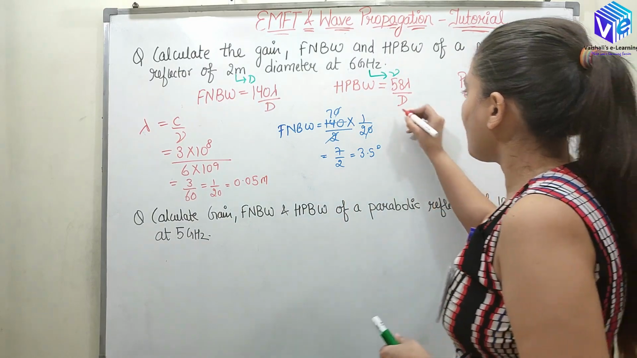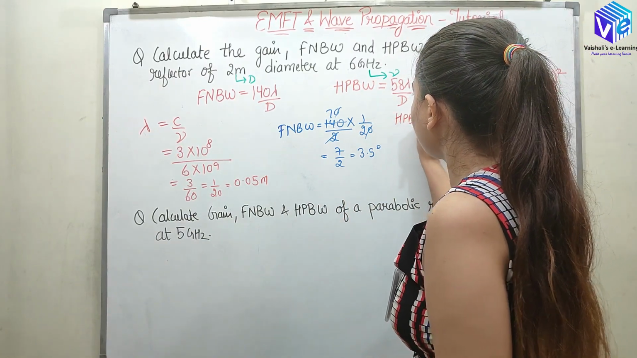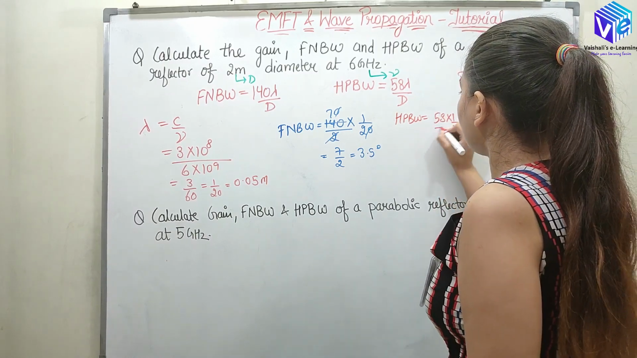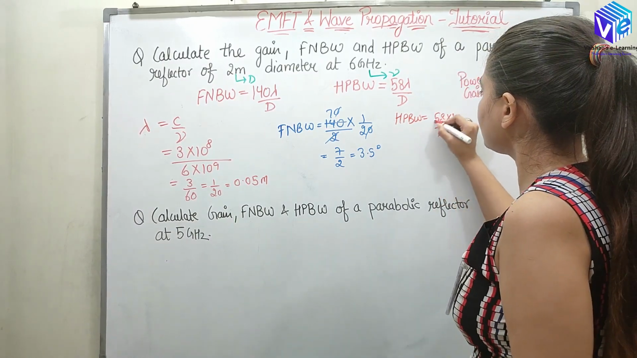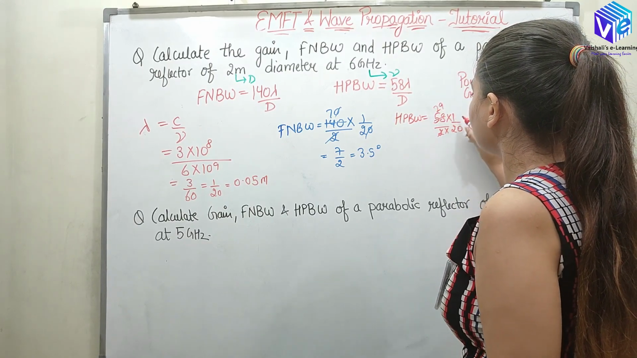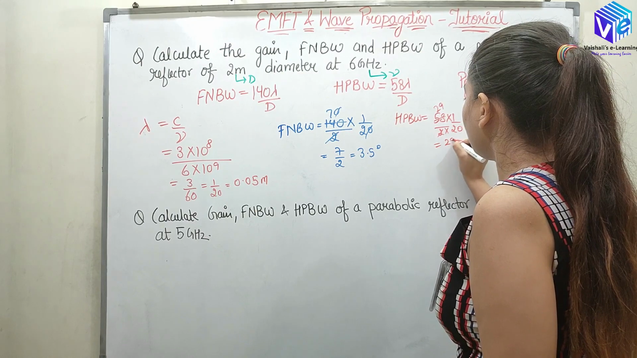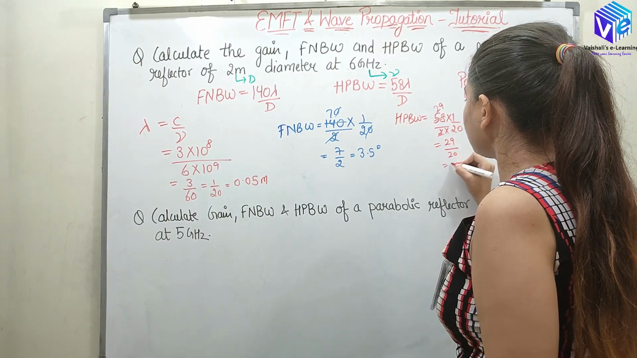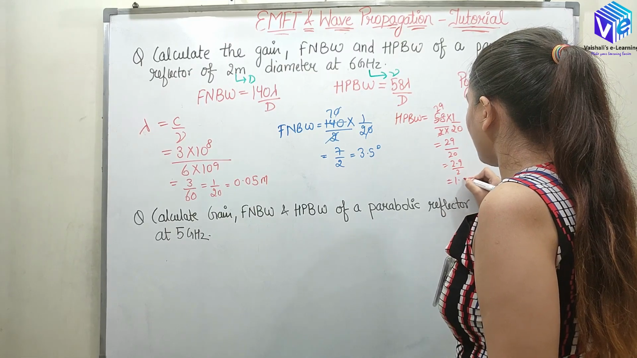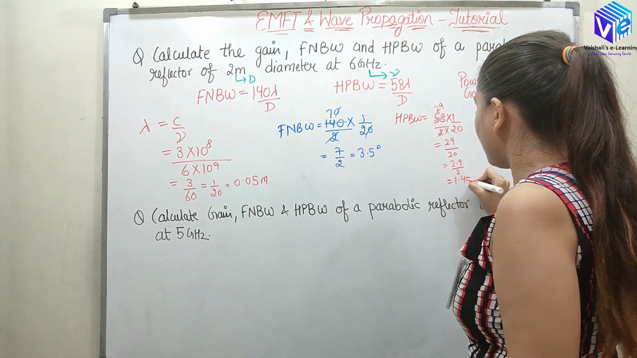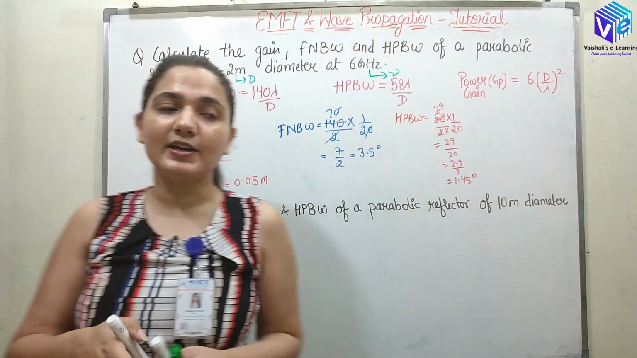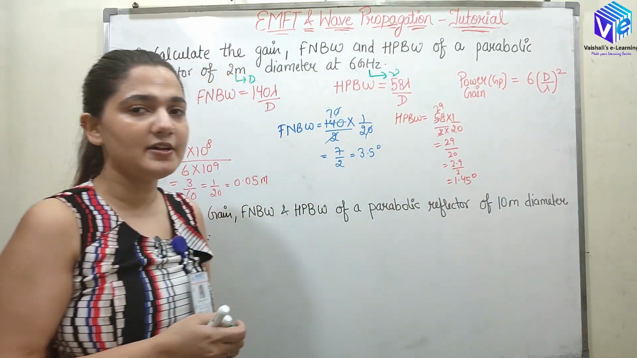So now half power beam width. Half power beam width is equal to 58 into 1 upon 20 into 2. So this is going at 2, this is going at 9. So 29 upon 20, which is 2.9 by 2, which is 1.45. So this is my angle, the half power beam width. This angle represents the half power beam width.